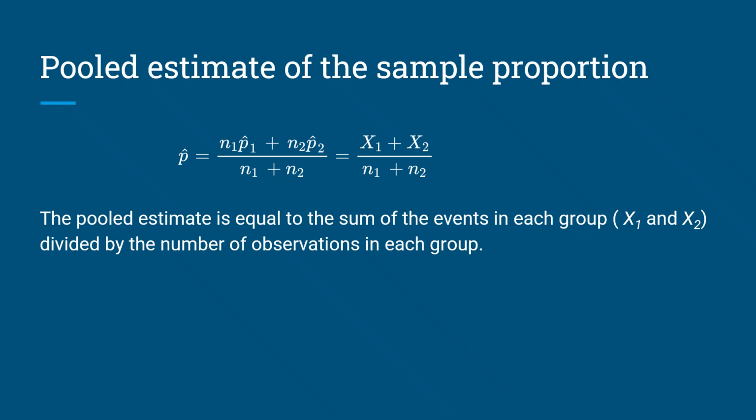So to get to that standard error of the sample proportion, we first have to calculate the pooled estimate of the proportion. And to do that, it's like calculating a weighted average of the proportions for the two groups.